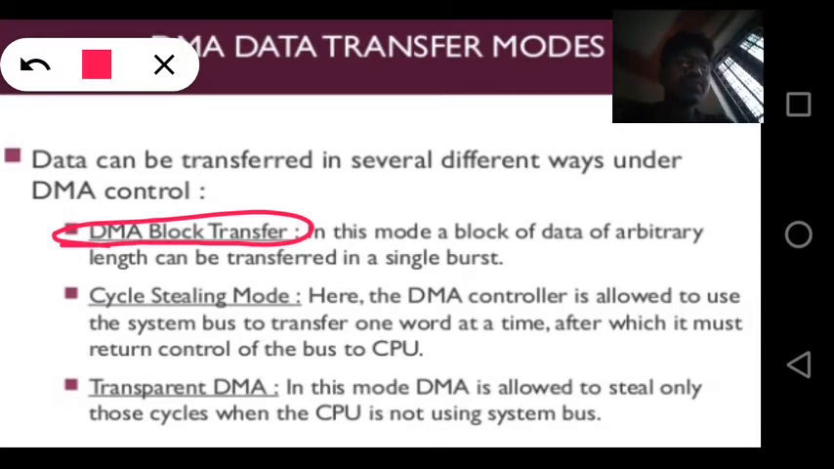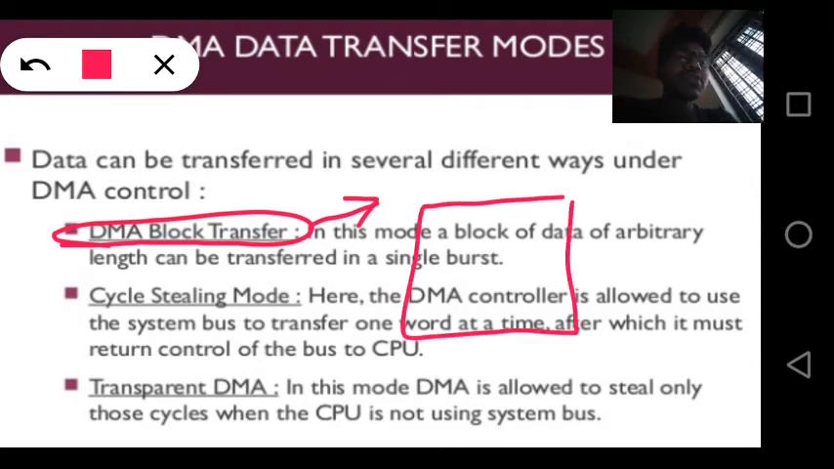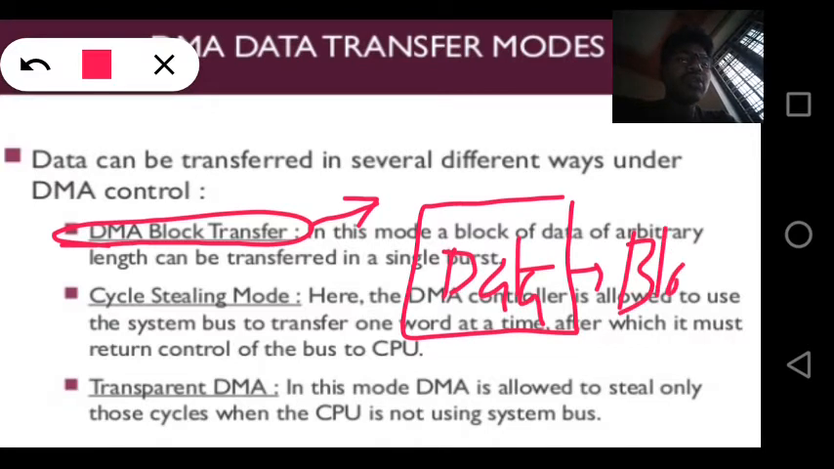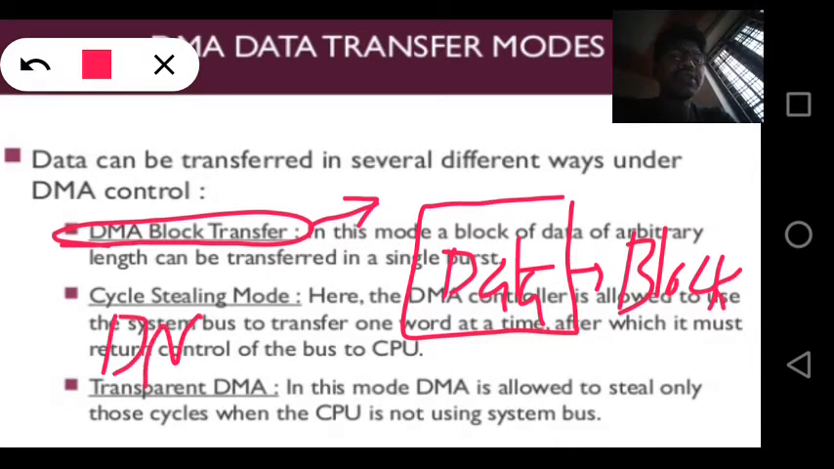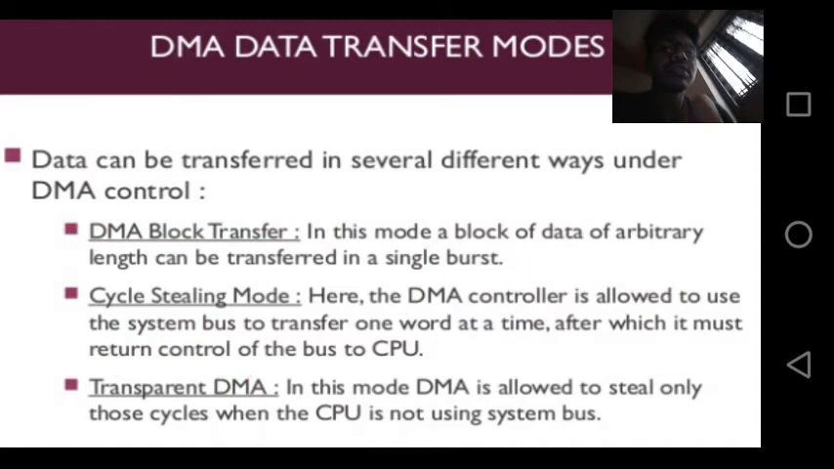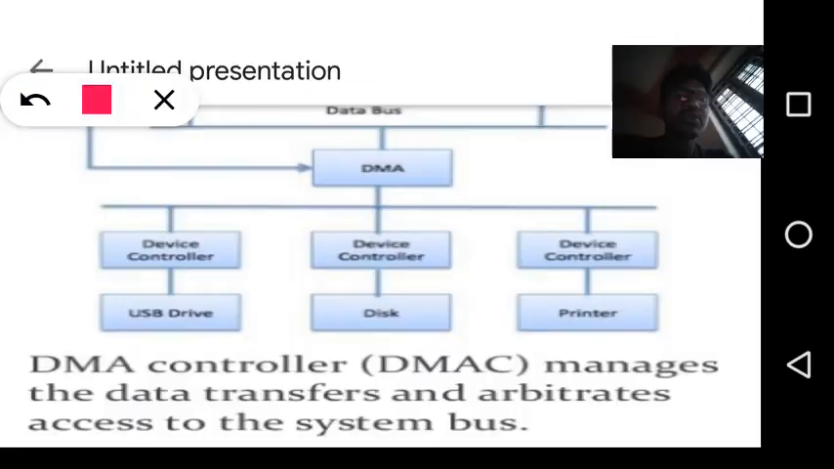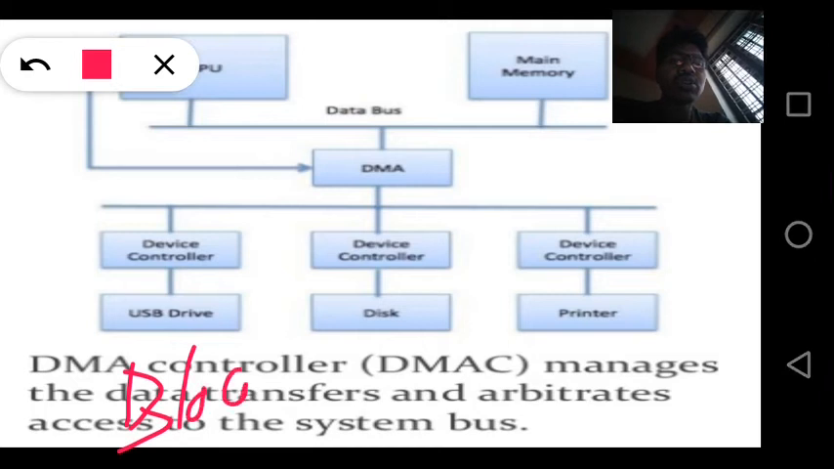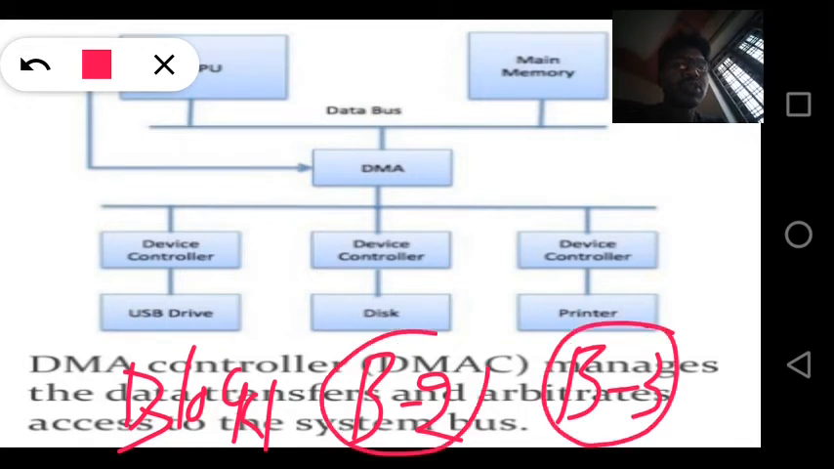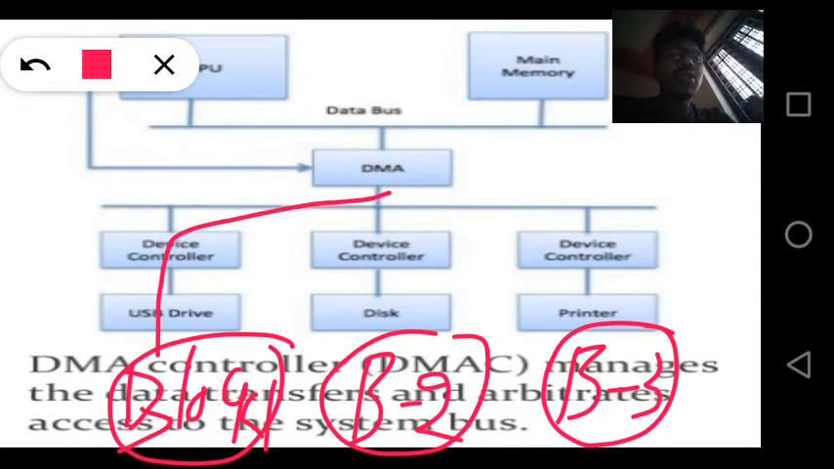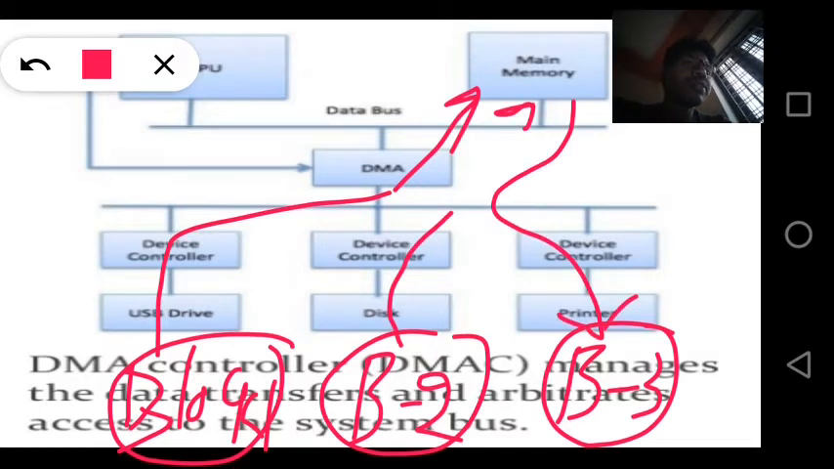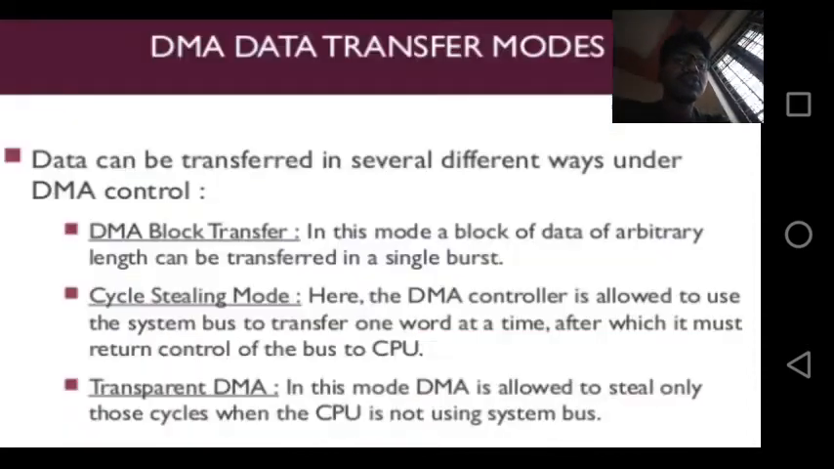So DMA block transfer says transfer the entire block. If this is my data to be transferred, and this you are calling one block, the DMA has to transfer the entire block. Here I have block 1, block 2, block 3. The entire block has to be transferred to main memory. It is one type of data transfer mode.